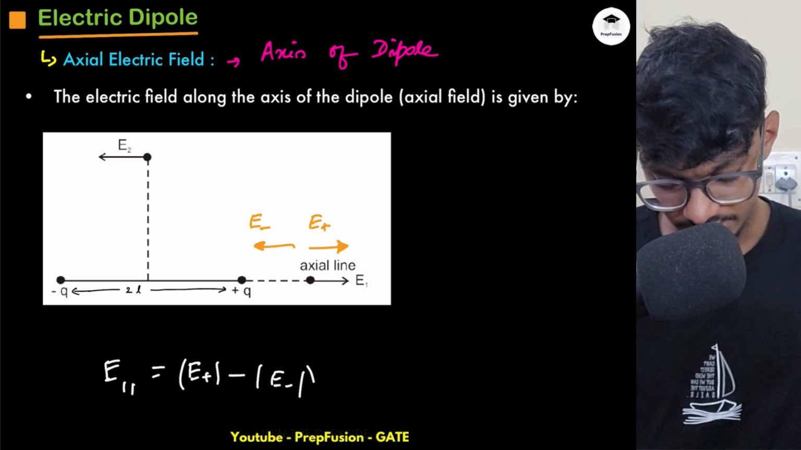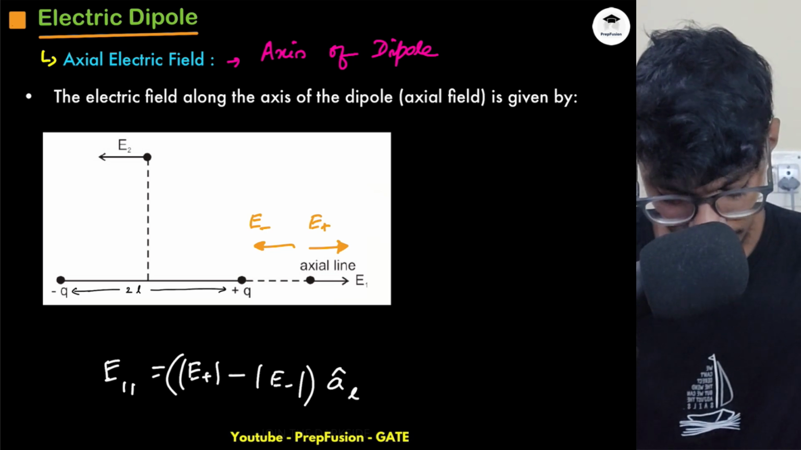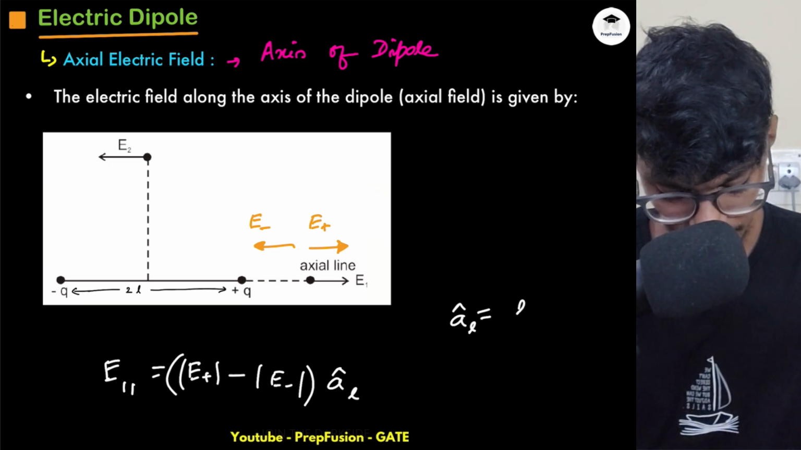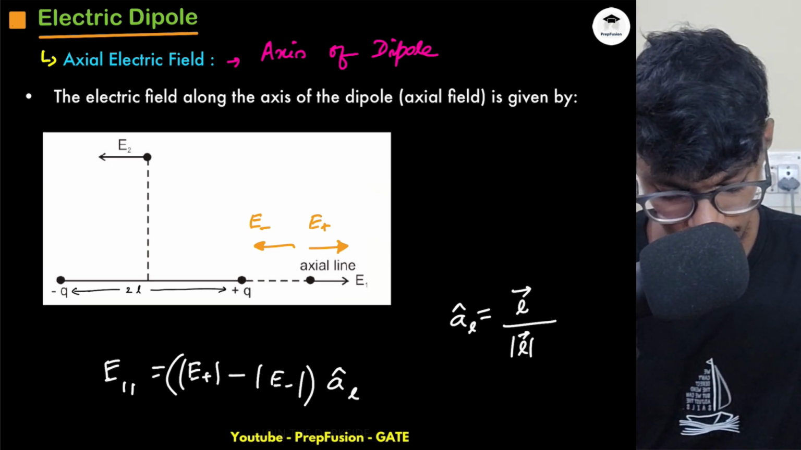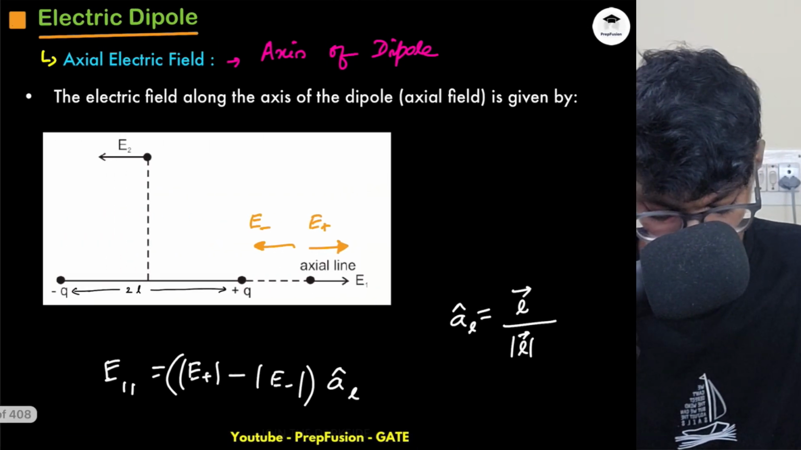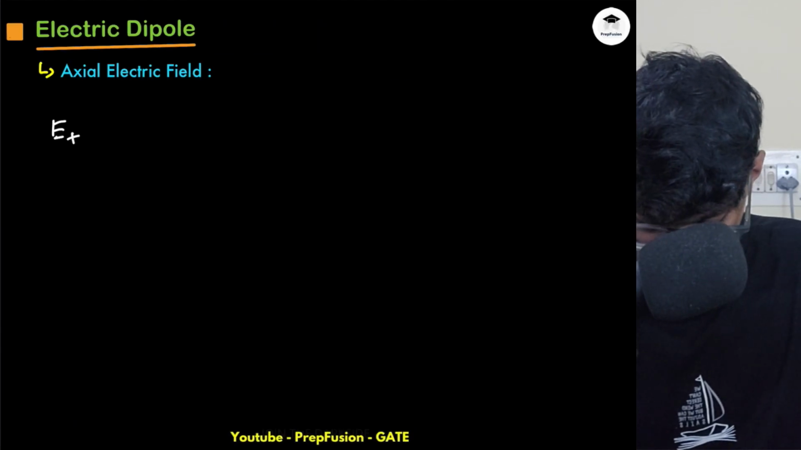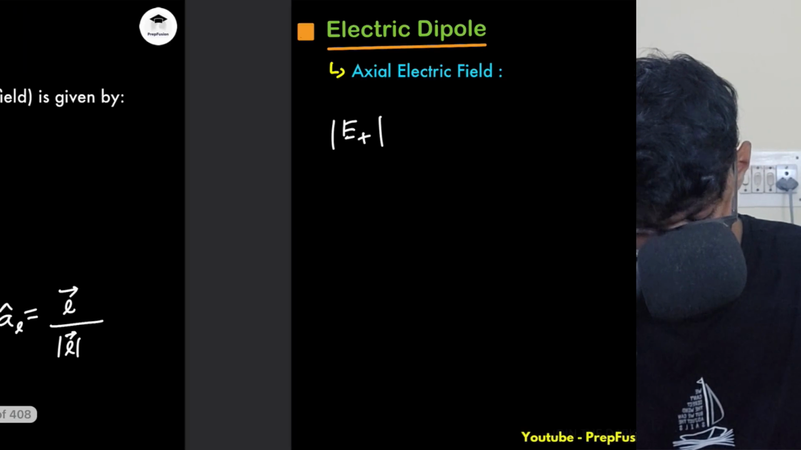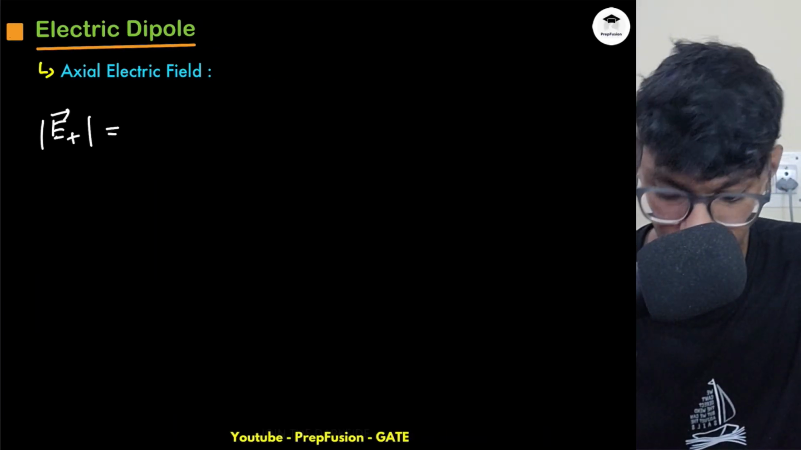The direction I can write also as the direction of AL cap, the direction of the length vector. So what is AL cap? AL cap is simply L vector upon magnitude of length. So you can write the electric field like this. If I derive this, what will be E plus? E plus magnitude will be what? I'm just talking about the magnitude now. Direction has already been taken care of. It will be kq by r square.